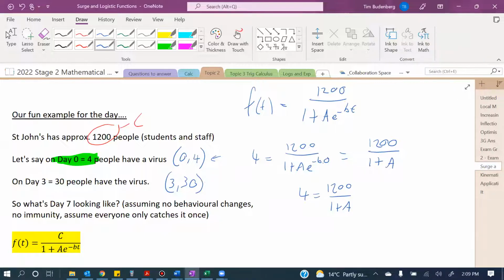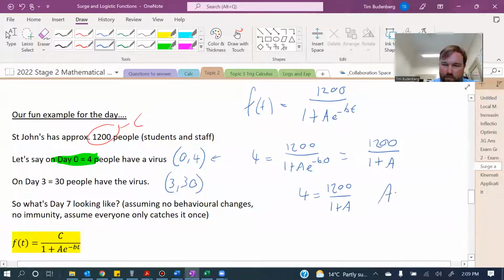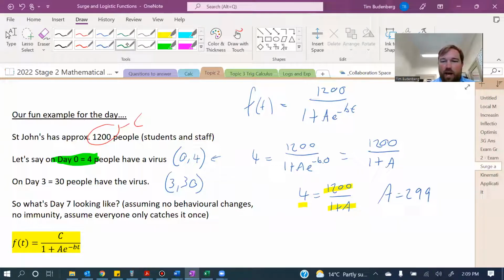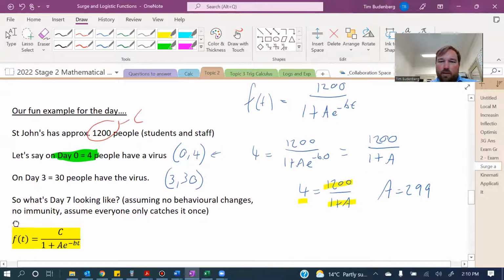Would it be 299? Nice, Jamie. So what Jamie's saying is that 1200 divided by 300 gets you the 4. In order for the bottom to be 300, a must be 299. Alternatively, you can multiply this up here, divide the 4 down, and it will work out to be 299. But sometimes we can just see an answer before we have to get all the algebra out.